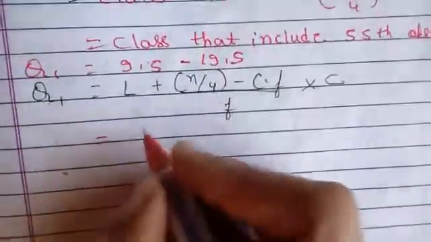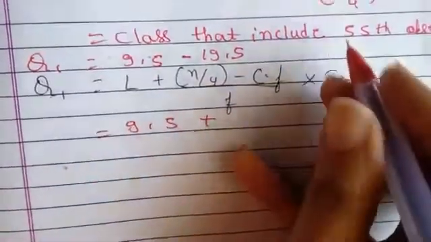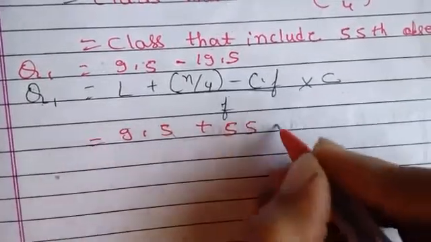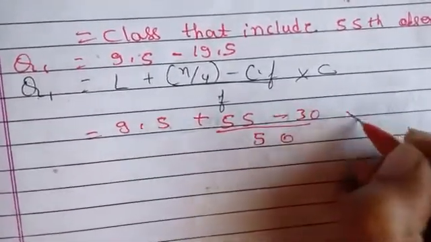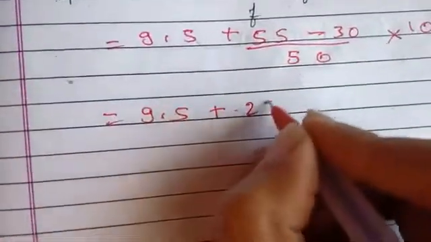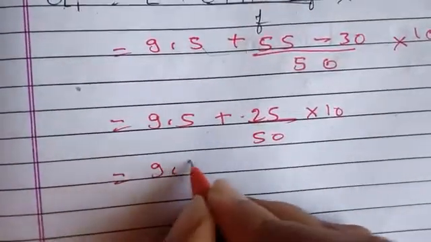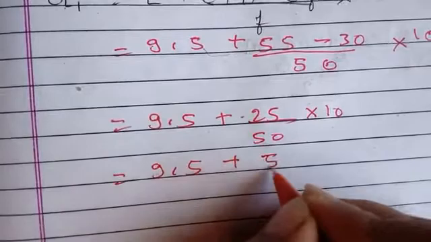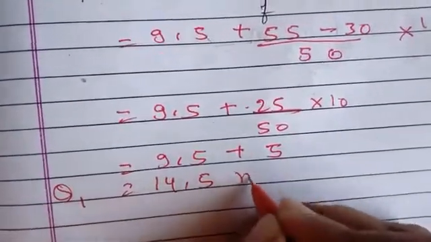So L plus n by 4 minus CF upon frequency into class length. L is 9.5 plus n by 4 is 55 minus CF is 30, upon frequency 50, into 10 class length. That is equal to 9.5 plus 25 into 10 upon 50. So that will give you 5. So your Q1 is equal to 14.5 marks.